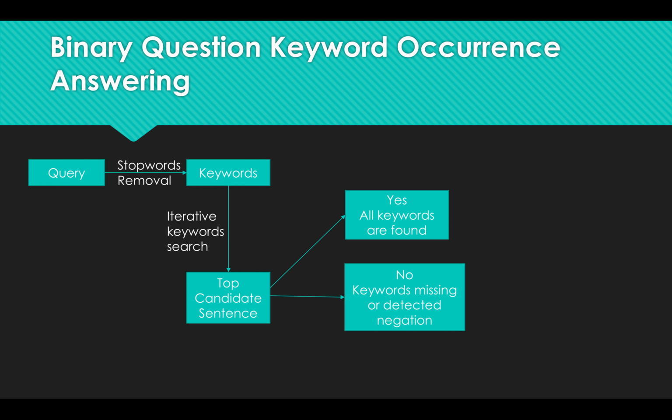Then for binary questions, which are also factual questions, we have an algorithm called binary question keyword occurrence answering. We first remove the keywords from the query, we get the keywords, and we iteratively search for the keywords in the parsed top candidate sentence. So we answer yes to this question if all the keywords are found; we answer no if some keywords, or at least one keyword, are missing, or we detect negation in the top candidate sentences.